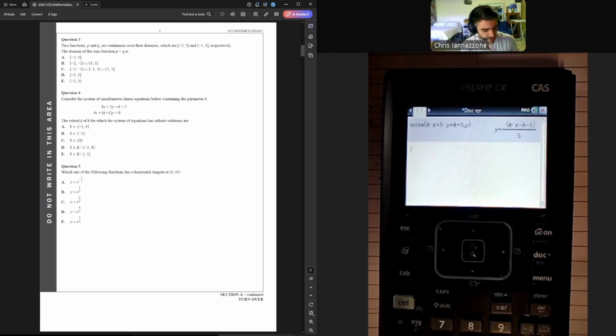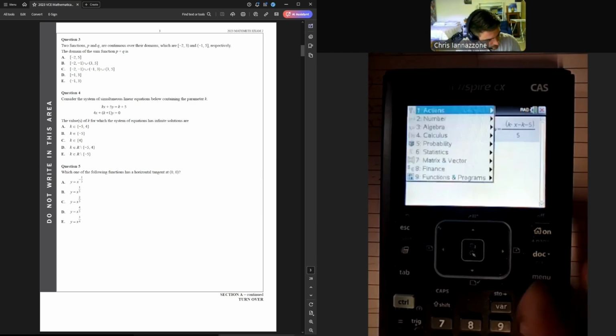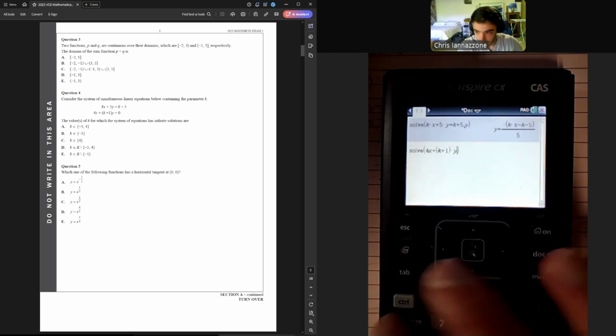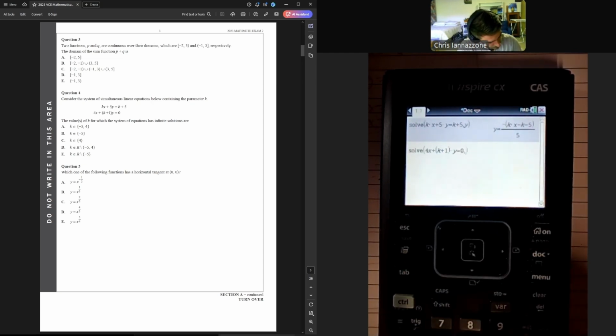Now, one thing worth mentioning here is when you have two letters that are multiplying by each other, don't just write kx, write k times x. If you just put the letters back to back, the CAS will consider kx to be the variable rather than k times x as individual ones. So just make sure you put that multiplication in there. We're going to do the exact same thing for the other function. So we're going to have 4x plus bracket k plus 1 times y equals 0, comma y.